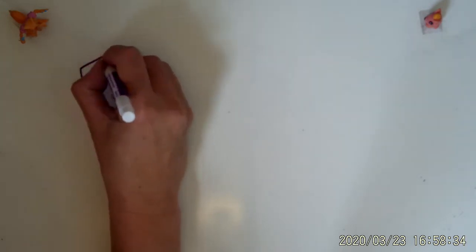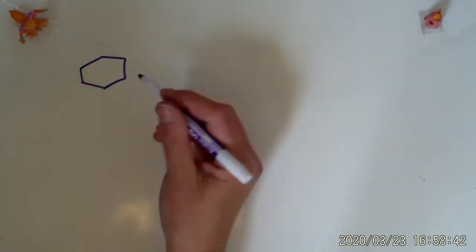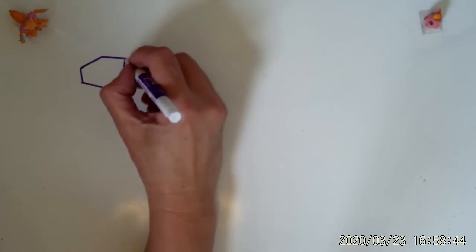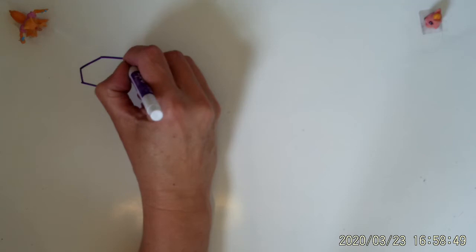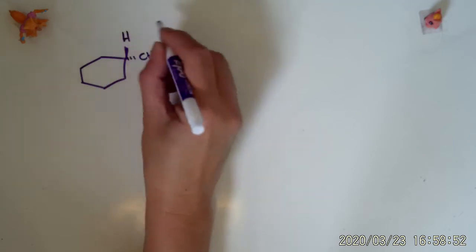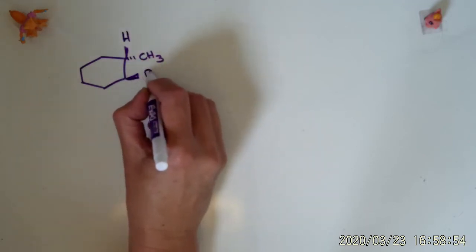Let's do one more example for E2, and then we'll take a look at a special case of E2. When you look at cyclohexane systems, you have to be aware of where the equatorial and the axial substituents are. So let's take this for example.